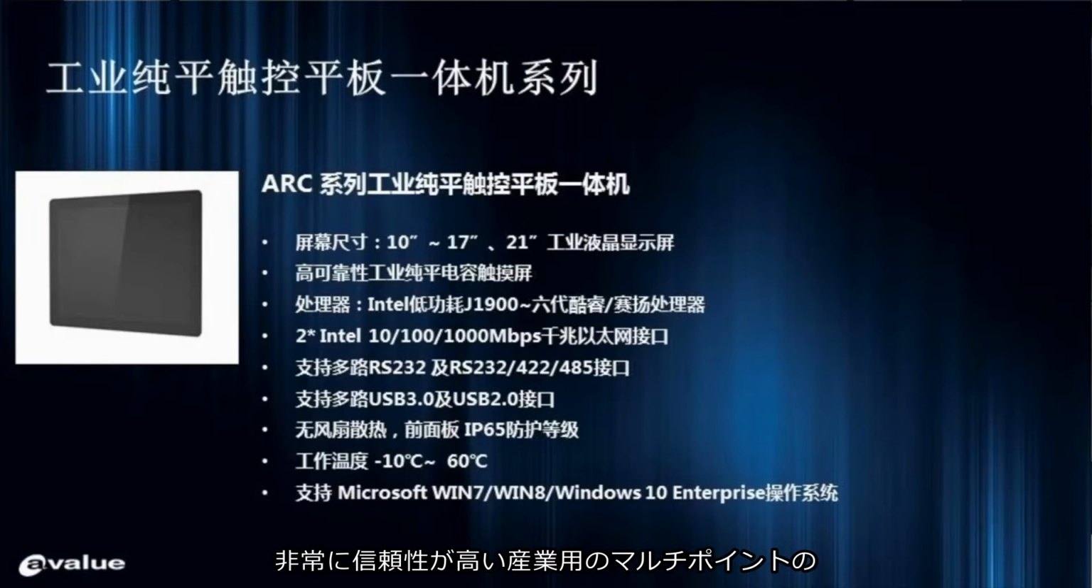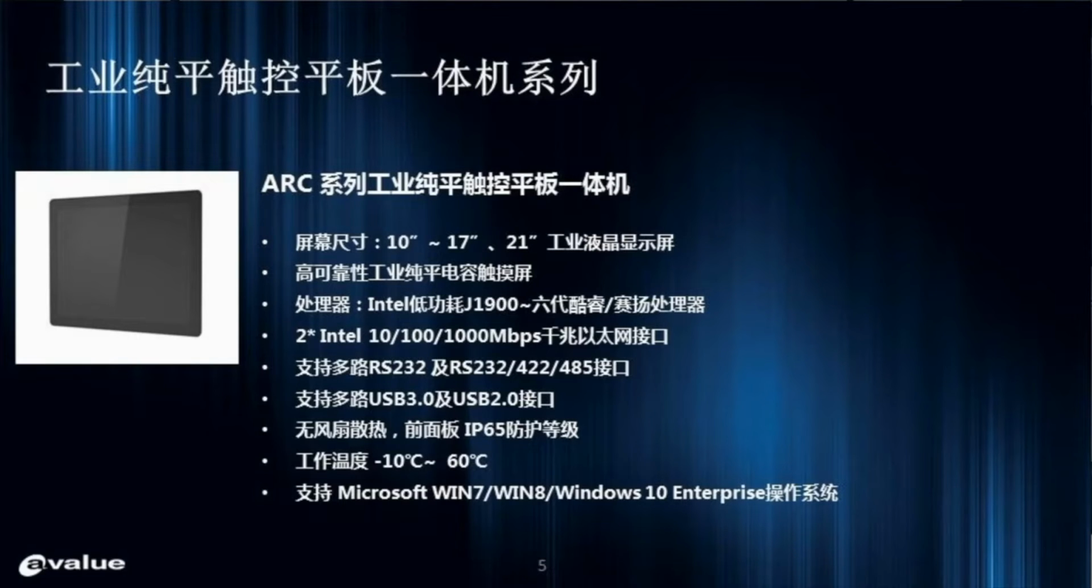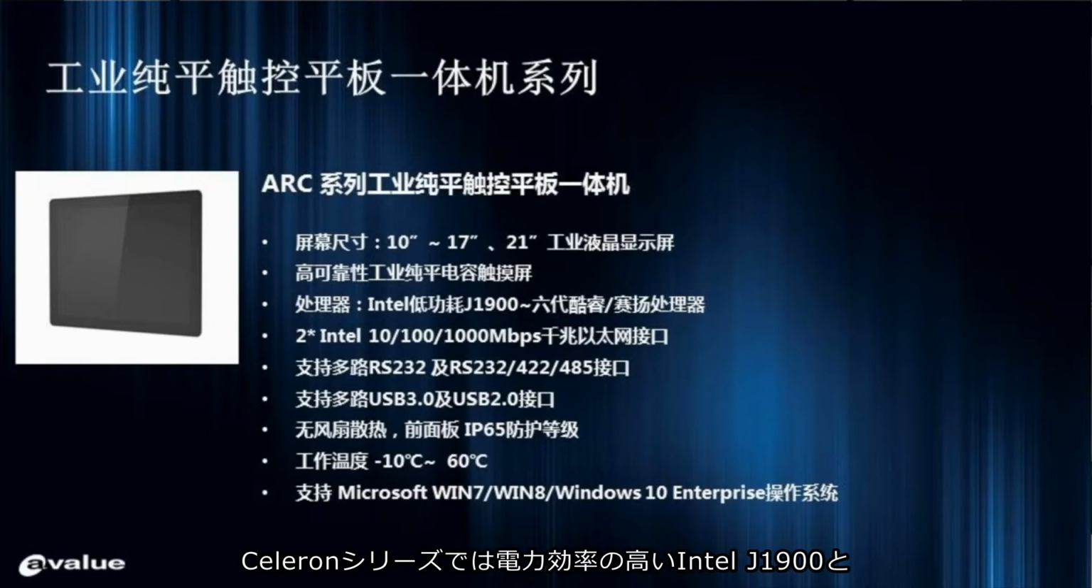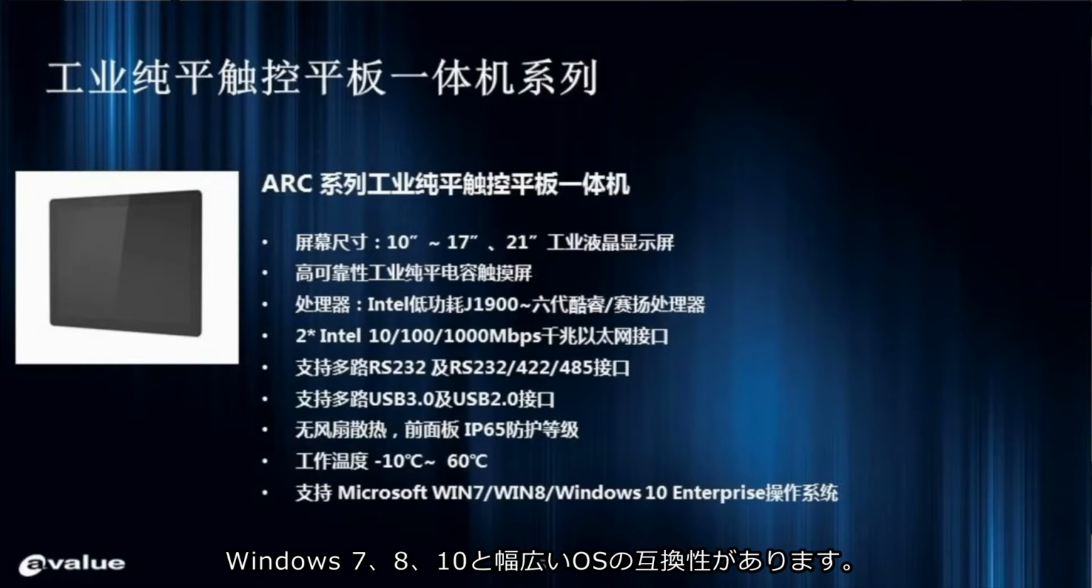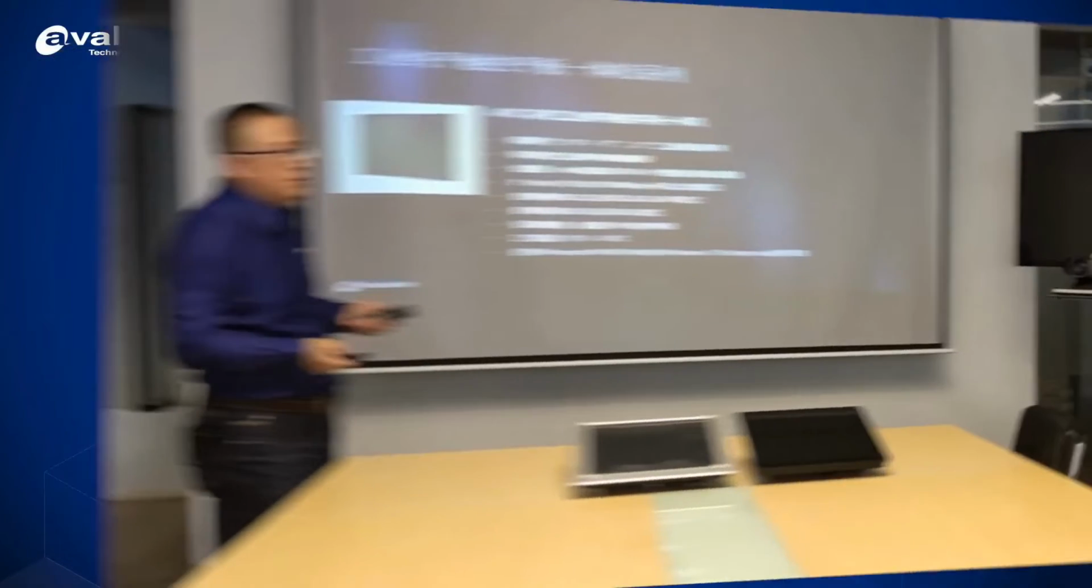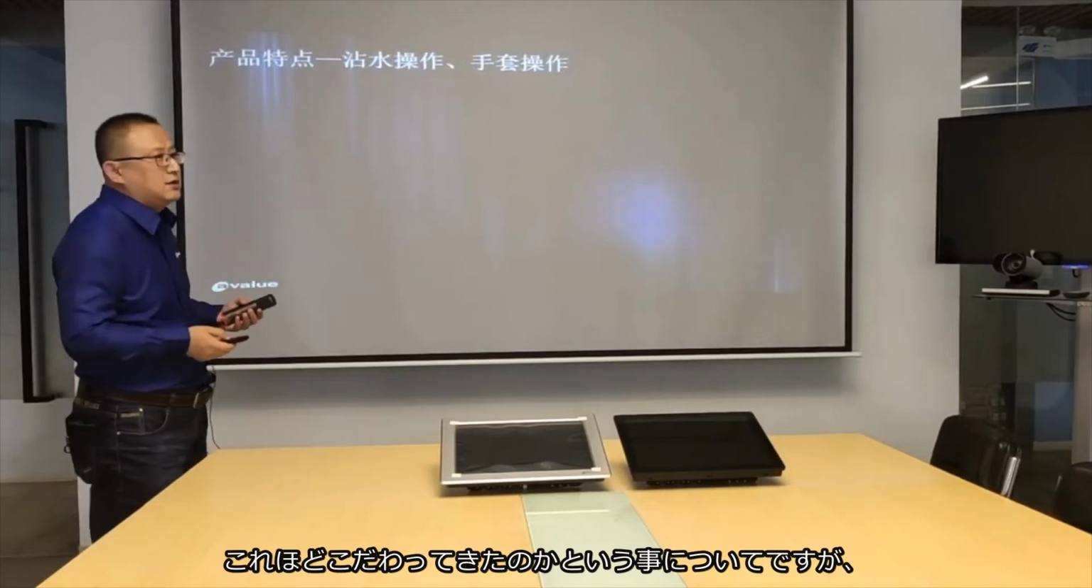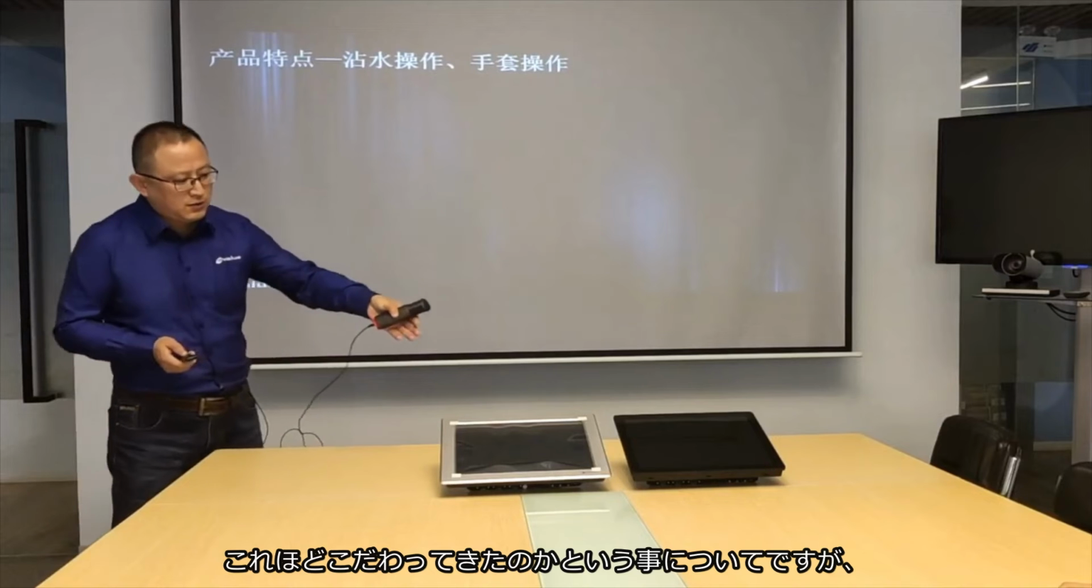We used a multi-point capacitive touchscreen that's both ultra-reliable and industrial. As for internals, we used the energy-efficient Intel J1900 all the way up to the 6th and 7th generation Core and Celeron chips. It's compatible with the entire line of Windows 7, 8, and 10 operating systems. So at this point, why are we so adamant about introducing the ARC series?